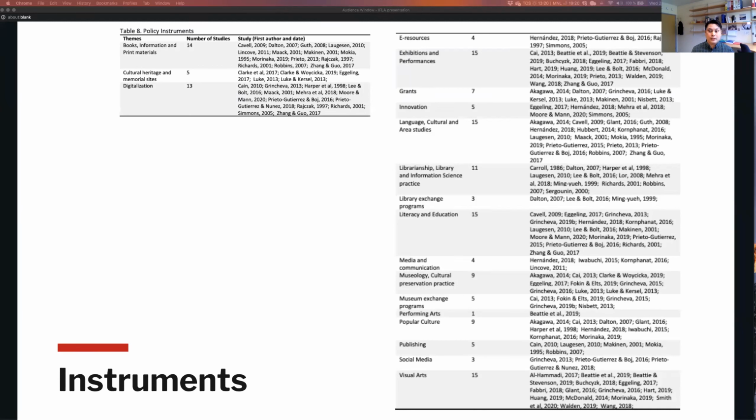And with regard to the instruments, we have seen books, visual arts, literacy, and education as tools for diplomacy that we categorize as knowledge transfer. And there's also cultural heritage preservation and the practice of librarianship and library exchange programs as instruments for diplomacy. And also emerging instruments such as pop culture, digitalization, and social media.